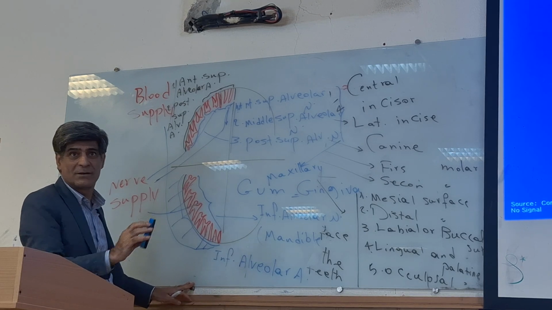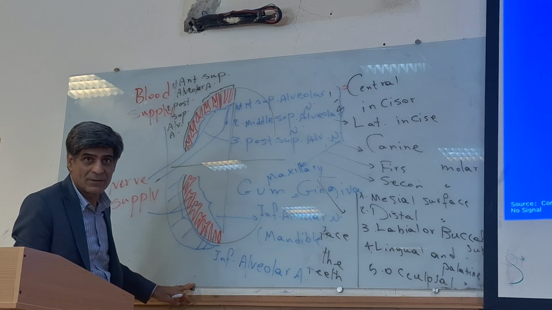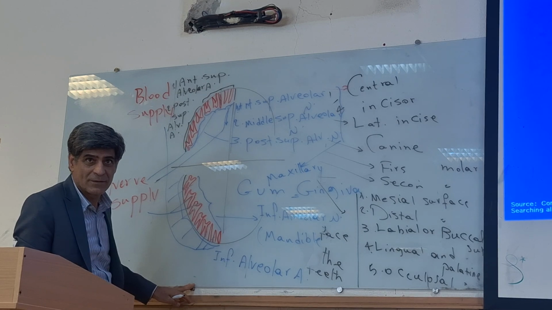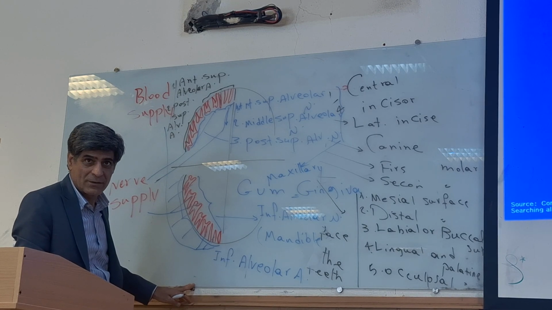Just a question: the inferior teeth are innervated by the inferior alveolar nerve, and the same goes for the blood supply, correct? Yes? Thank you.